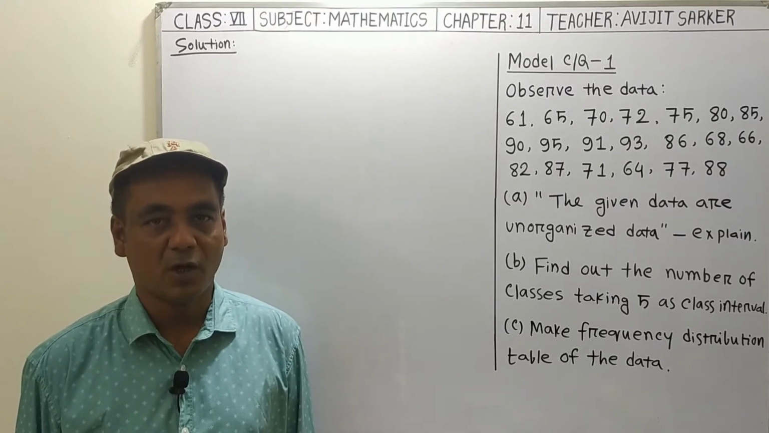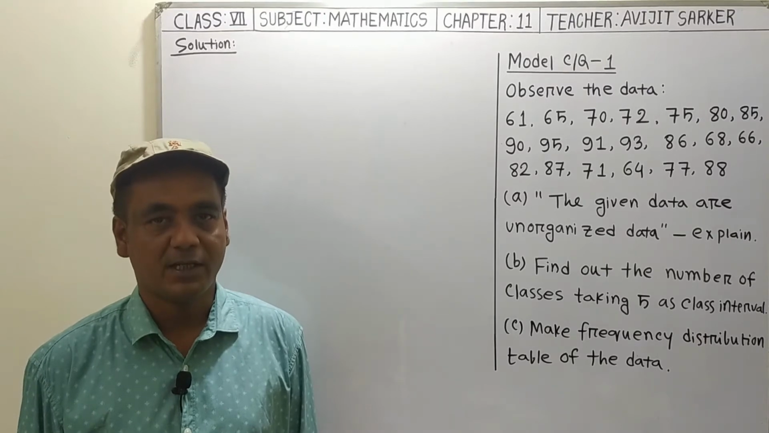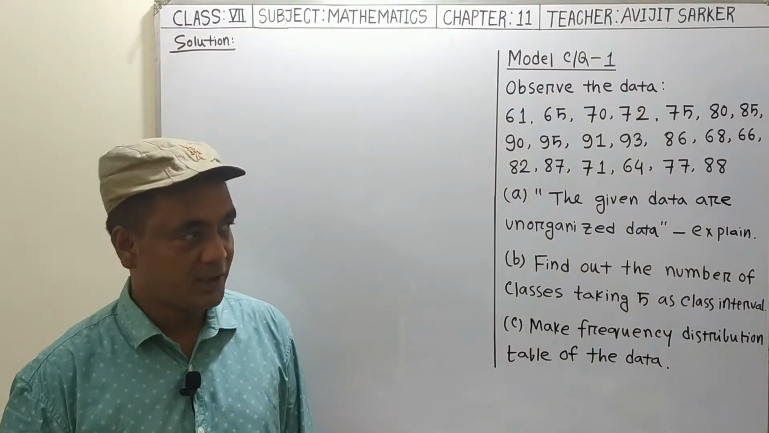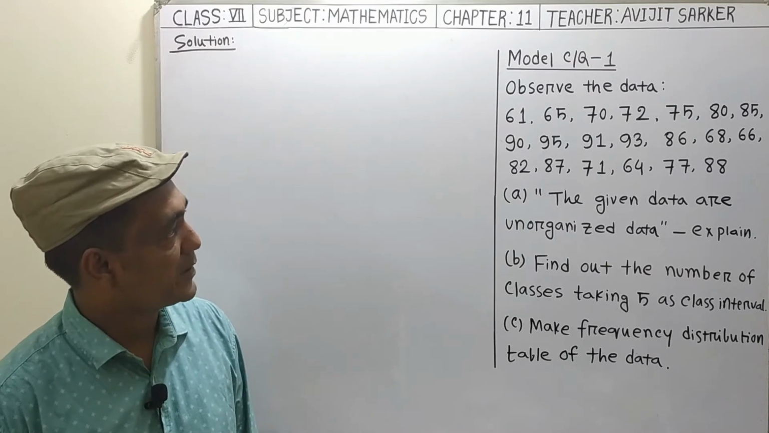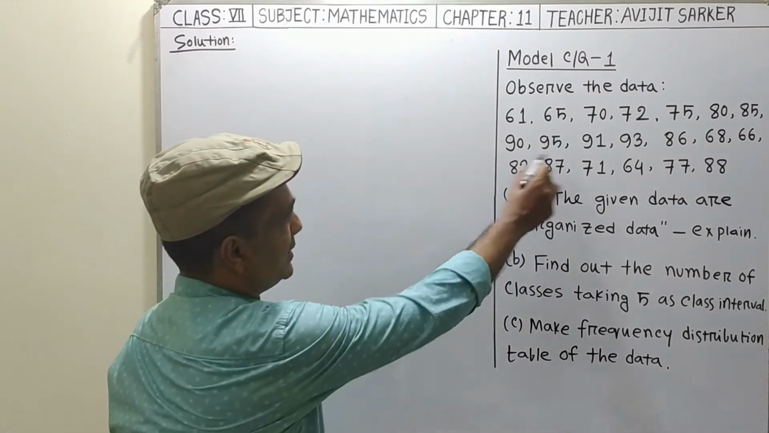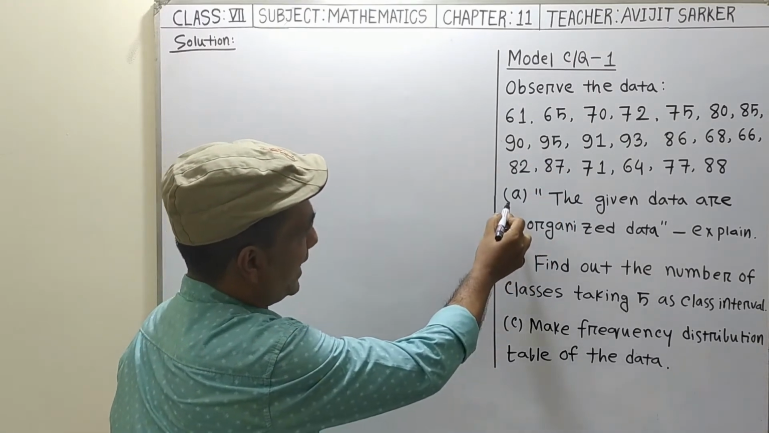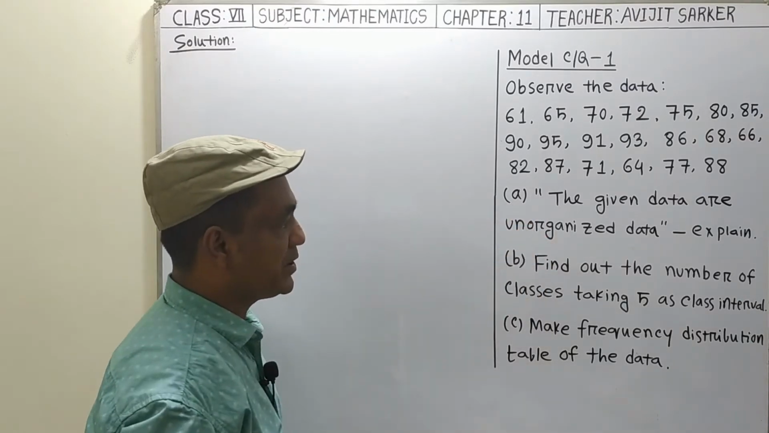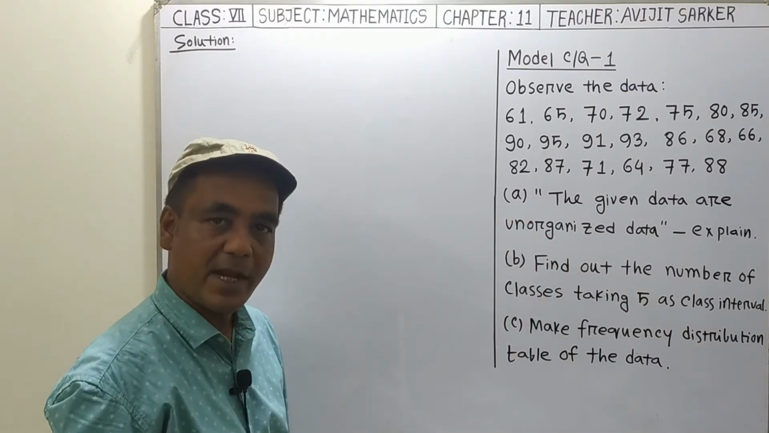Today I am going to solve Model CQ 1 in chapter 11. Model CQ 1, observe the data. Okay, this data is given. Question A, the given data are unorganized data. We have to explain it.